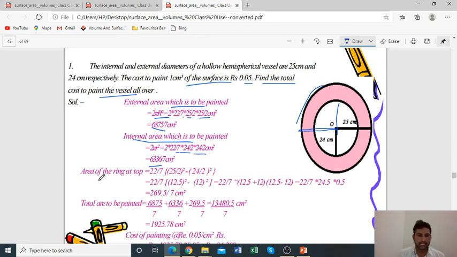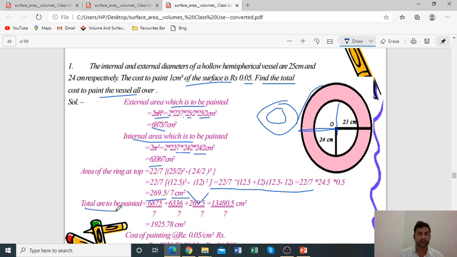And we find the area of the rim at the top. The top shape is circular. So 22/7 × ((25/2)² minus (24/2)²). So 25/2 is 12.5, squared, minus 12 squared. We calculate and find the area of the rim at the top is 269.5/7 square centimeters.